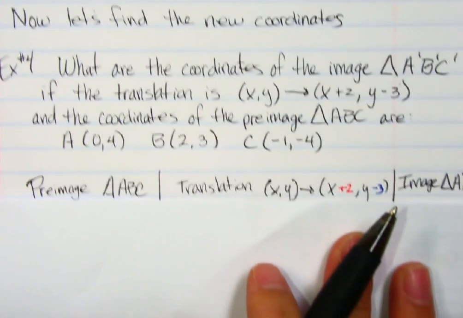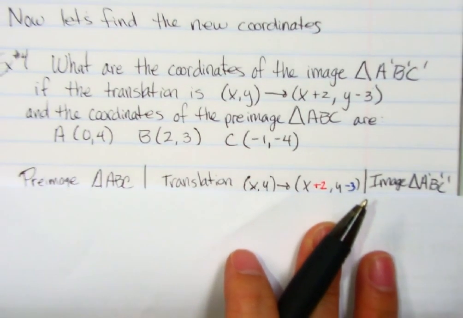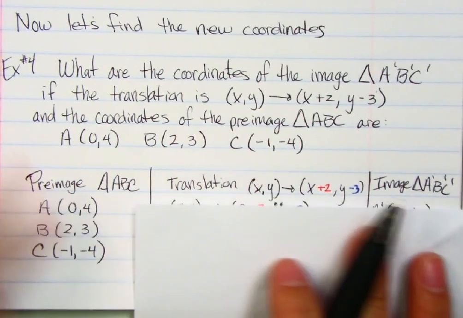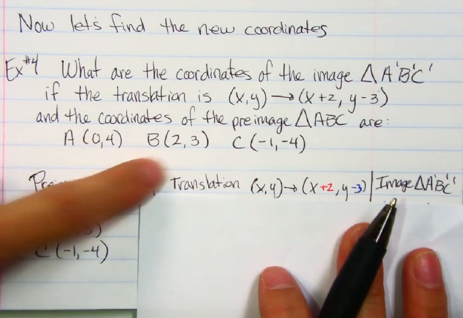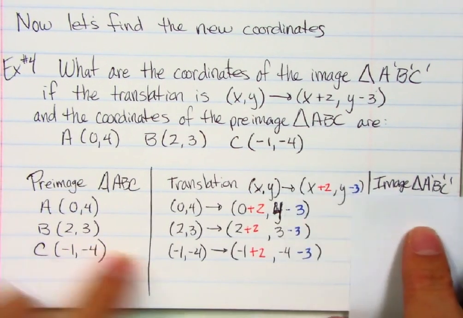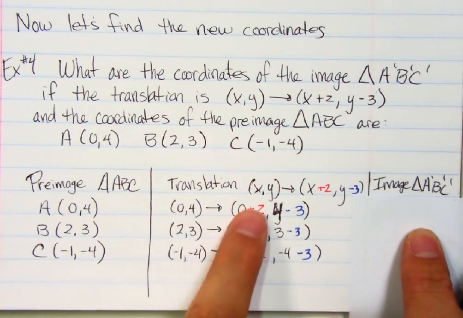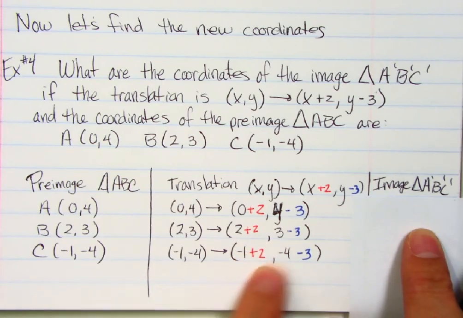What I like to do is make a little chart, especially in the beginning as you're starting to learn this information. I write down the points of the pre-image, the A, the B, the C. I wrote those all here. And then I say, okay, here's the translation. The translation tells me to go x plus 2, and every y, you subtract 3. So every x, I add 2 to it, and for every y, I subtract 3 from it.